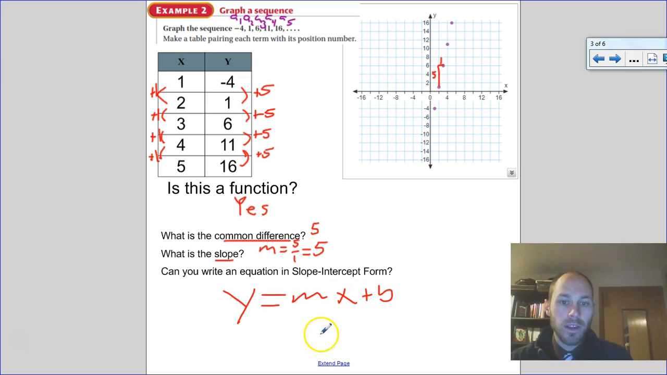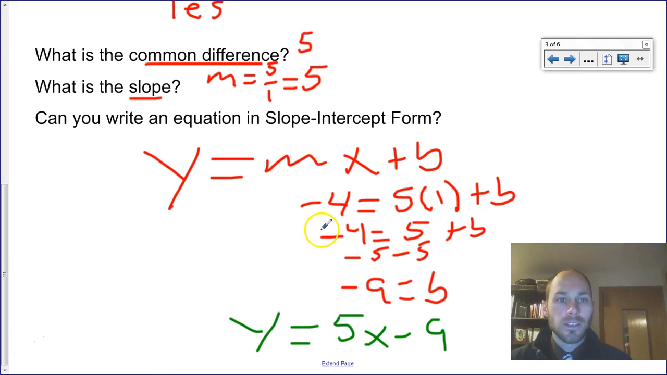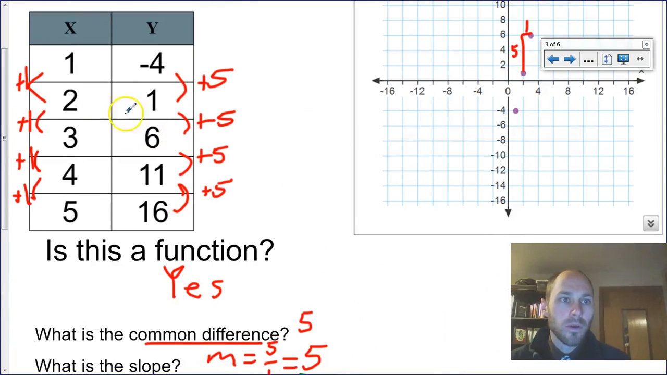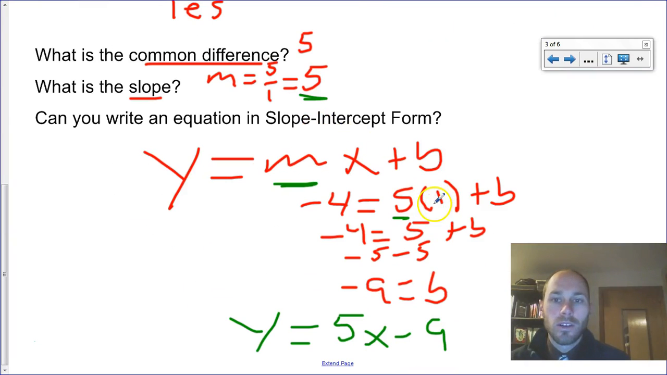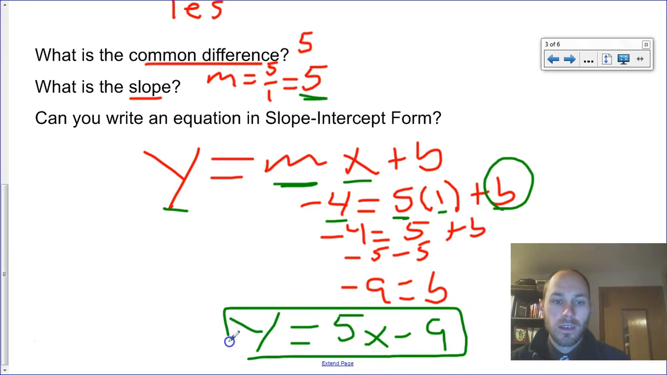If I wanted to write the equation, go ahead and figure out what that equation would be, and restart when you're ready. Okay, so hopefully you found the equation in slope-intercept form. I took the slope, which we said was 5, substituted that in, and then I took one of the points. I chose 1, -4, since that was one of the easier ones with smaller numbers. You could have used a different point, but I plugged in 1 and -4 for my x and y values. Then I used that to solve for b. You can see the work that I did. I got b is -9. Then I put that back into the original equation, y equals mx plus b. y equals 5x minus 9.